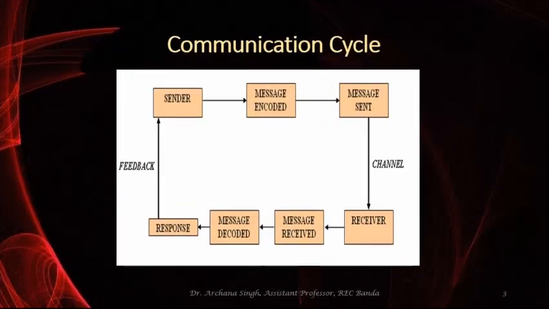This is a communication cycle. In common, the process is started by the sender. The sender encodes the message, which is then sent through a channel and received by a receiver. The receiver decodes the message, and gives a response to the sender through feedback. Basically, feedback is a very important aspect in the communication cycle, because only through the feedback does the sender come to know whether the message encoded by him is properly decoded or not.